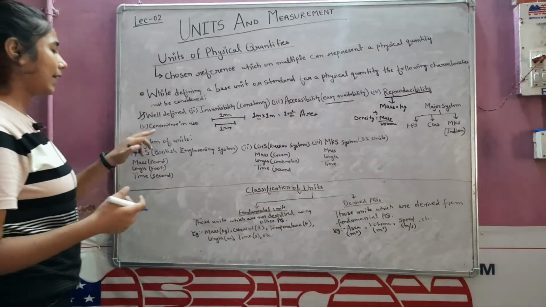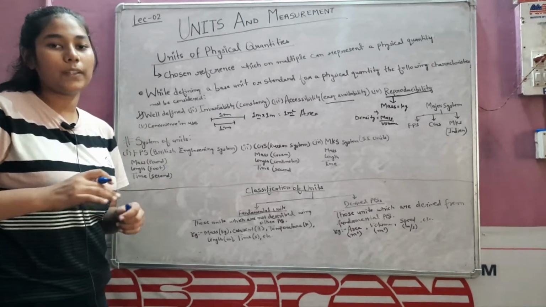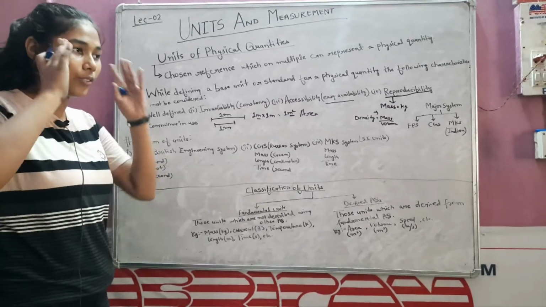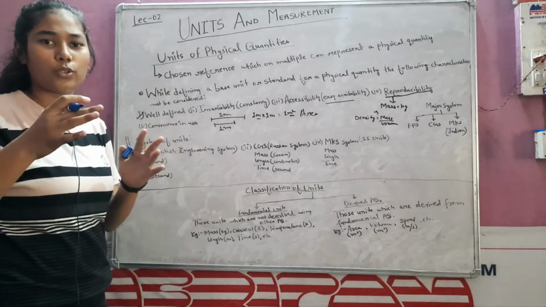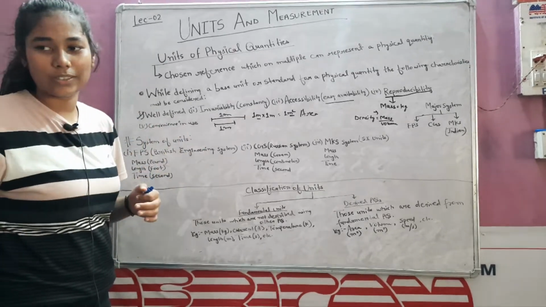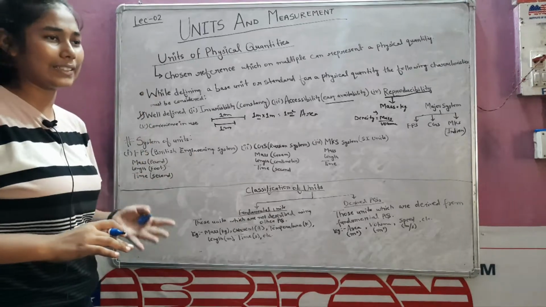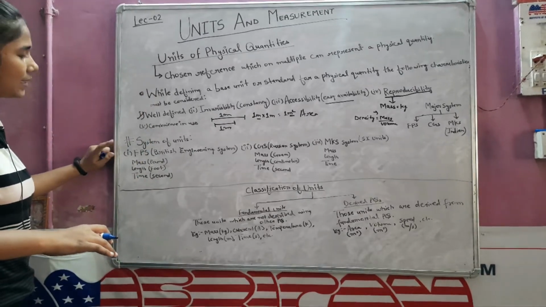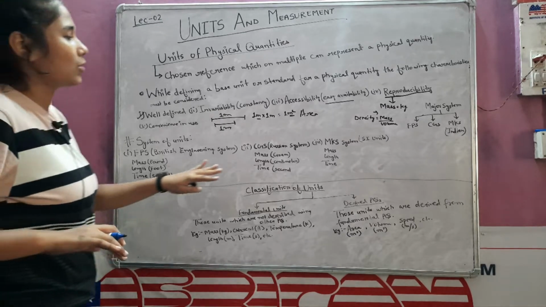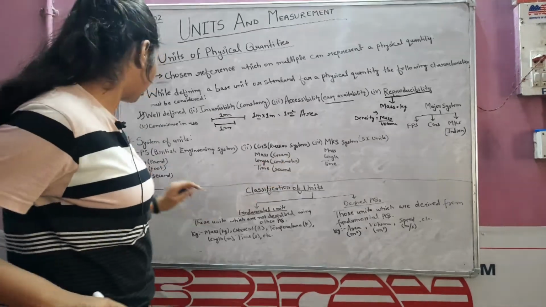Now fifth is convenience in use. It should be very easy to use, not so complicated that you have to apply the Pythagoras theorem or do that many calculations. It should be very easy to use. Now the next topic is system of units. There are 3 systems of units.